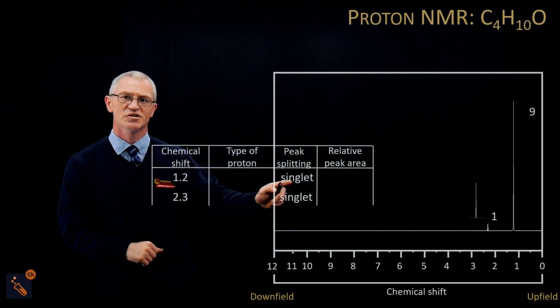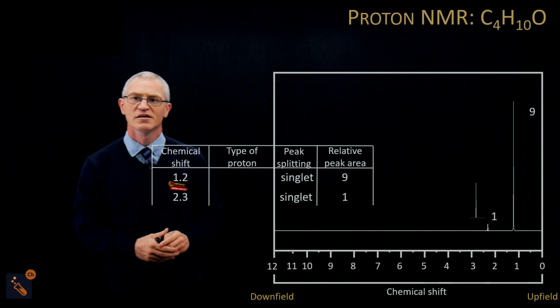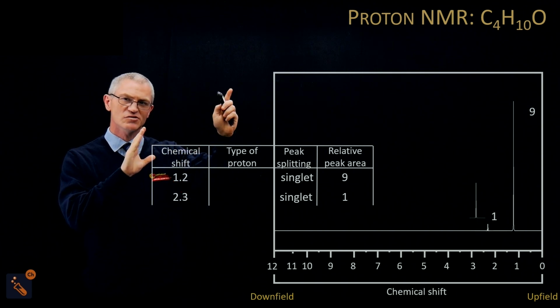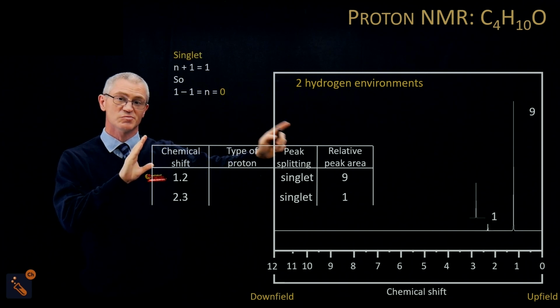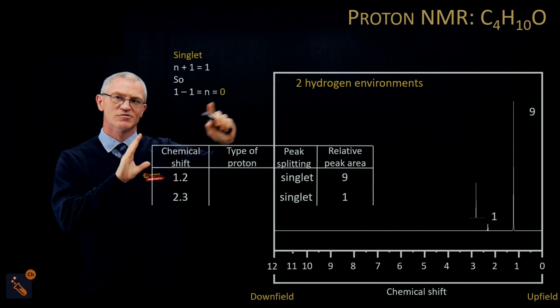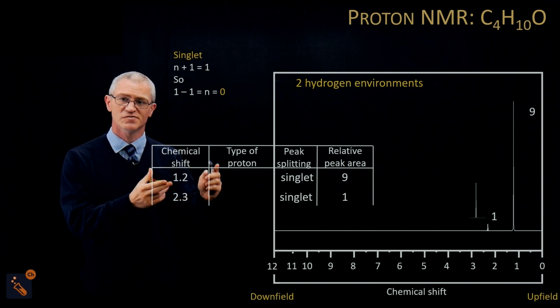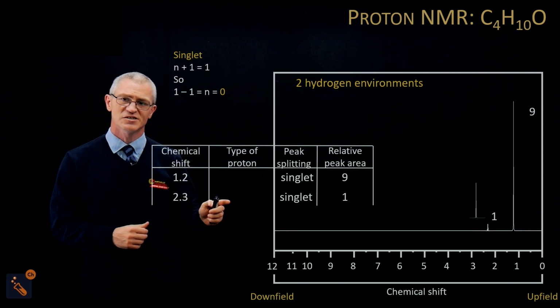In the table, we're going to do the peak splitting and the relative peak areas. So we've got to this point. Let's do the same thing we do with the n+1 rule, get used to doing this, and the hydrogen environment. So here's your hydrogen environment, it's 2, because we've got 2 peaks. And we've got n+1 equals 1, because it's a singlet. So 1 minus 1 means n equals 0, which means there's no hydrogens on the adjacent carbons with either of these.